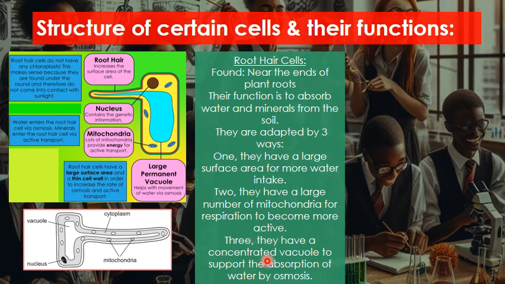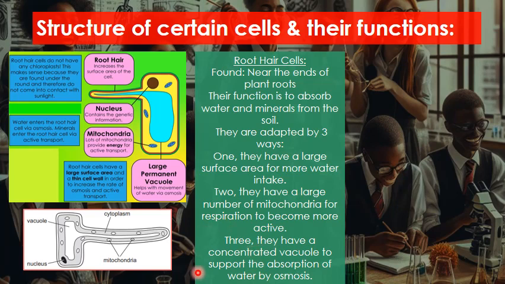Number three, they have a concentrated vacuole to support absorption of water by osmosis. So the vacuole is very concentrated. There's a lot of sugars, right? So water will naturally move by osmosis from a place where there is a high concentration of water molecules to a place where there is low concentration of water molecules. And in the cell, there will be a low concentration of water because this one has many sugars, right? So water will move from outside the cell into the cell. So that's basically what we're talking about here.